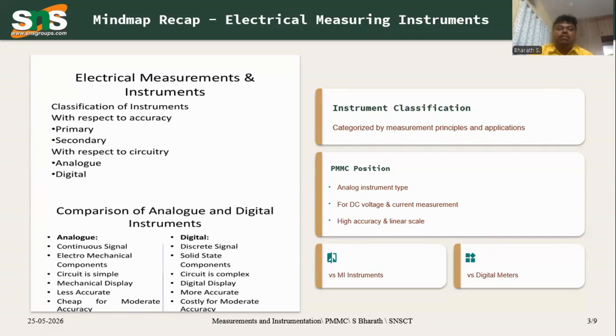Classification is based upon whether it is primary or secondary, analog or digital. So the basic comparison nowadays is between analog and digital instruments. PMMC, as we told, has a position in analog instrumentation. It is mainly used for the measurement of DC quantities, that is voltage and current measurement. And it also has a good advantage over other types of instruments like MI instruments and digital meters.